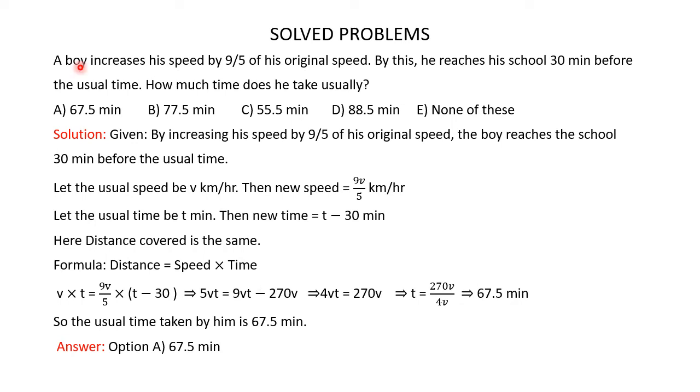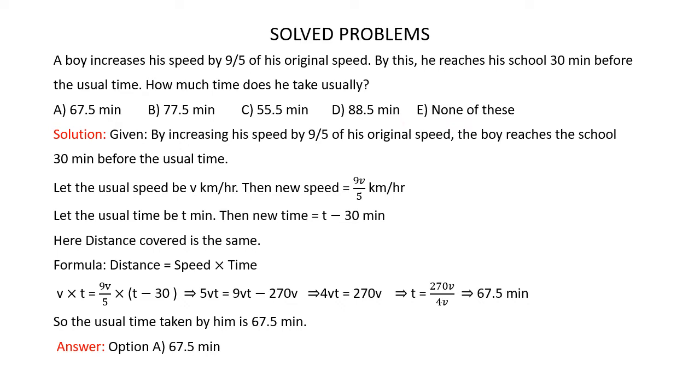A boy increases his speed by 9/5 of his original speed. By this, he reaches his school 30 minutes before the usual time. How much time does he take usually? You are given 5 options here and you have to find out which of these options is the correct one.